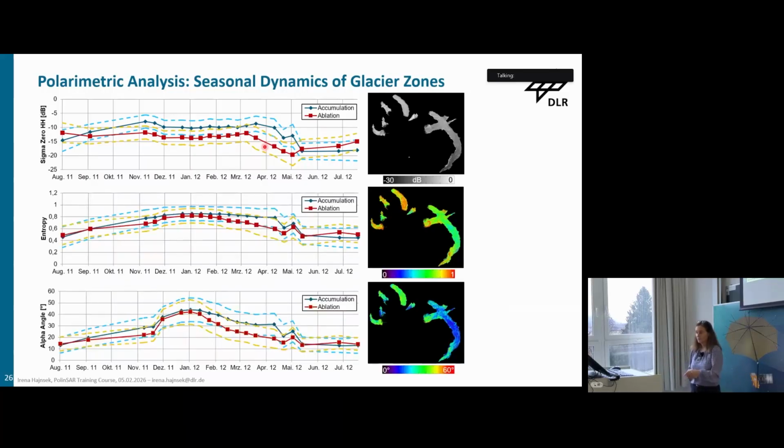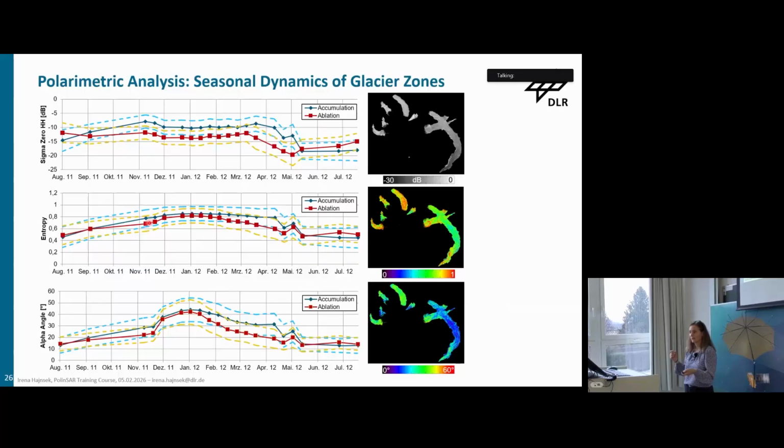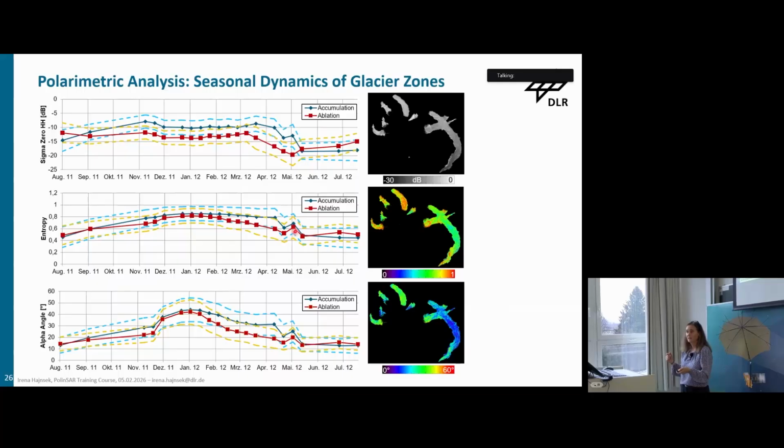If you now look for entropy and the alpha angle, we can also do this separation just to see what is different. Between entropy, the accumulation and ablation zone are closer together and are also following a line. We can see they have the same trend, and also the same bump in terms of melting ongoing. Or even, we saw here in May, remember, it was again a snowfall, so therefore we have this bump.